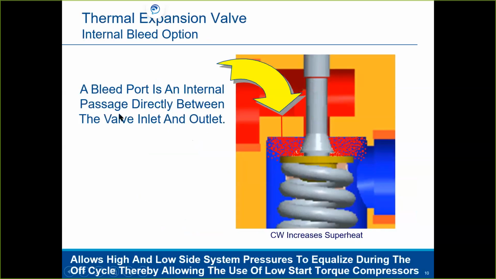The thermal expansion valve's internal bleed port allows high and low side system pressure to equalize during the off cycle, thereby allowing the use of a low start torque compressor, two pole, okay? A bleed port is an internal passage directly between the valve and the inlet, okay? On shutdown, again, it equalizes and allows for a lower torque startup.